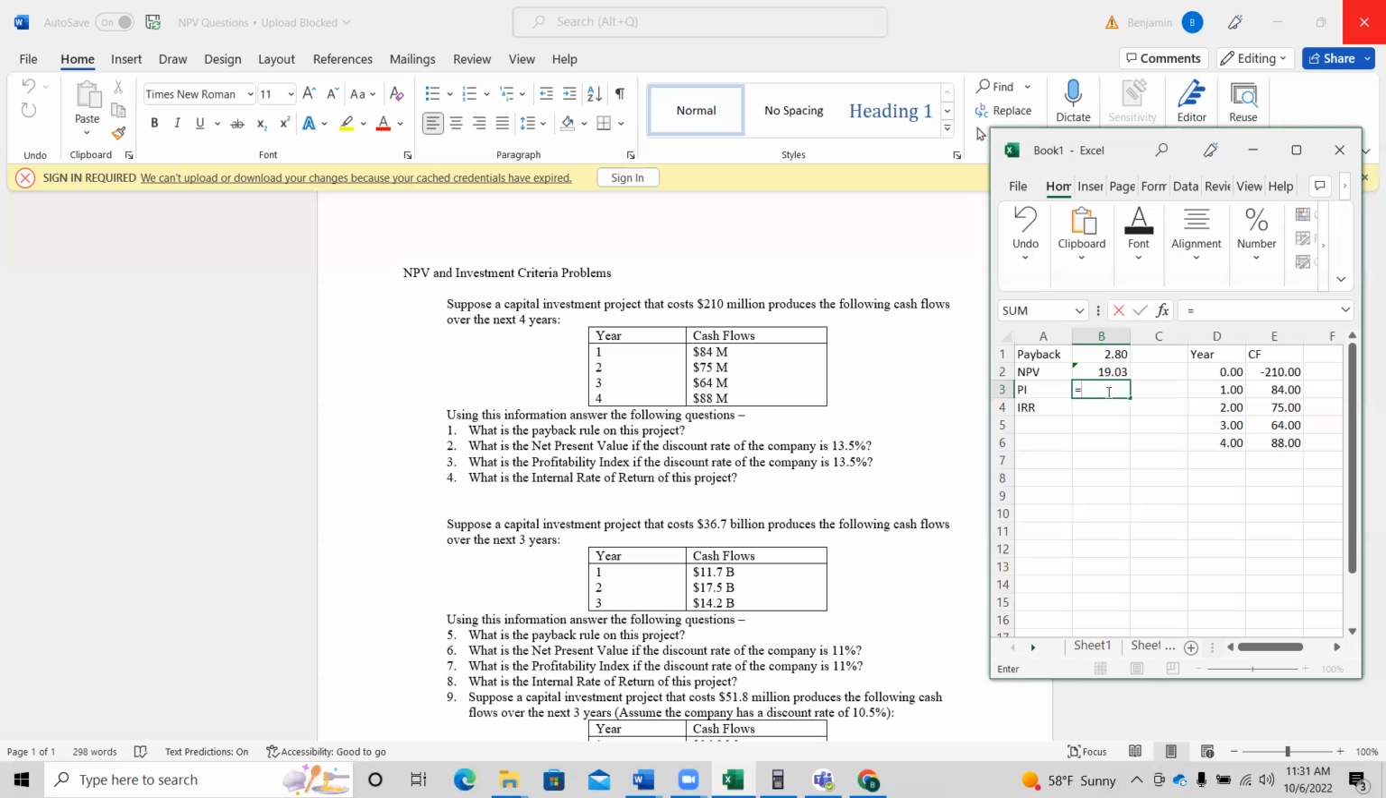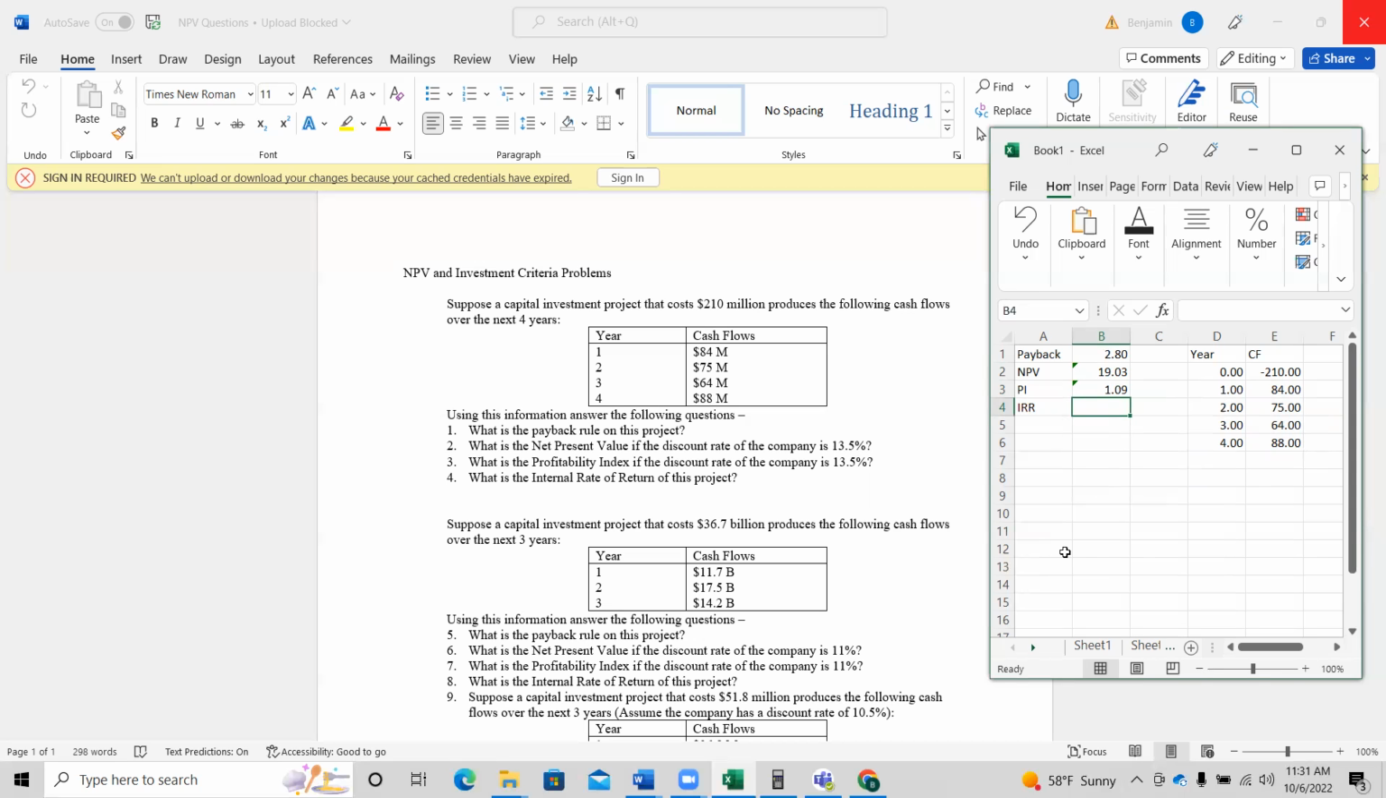To calculate the profitability index, I say equals NPV. My rate is 13.5%. Again, I'm going to highlight my future cash flows. And then instead of subtracting off the initial cost of the investment, I'm going to divide by 210. And this is going to give me a profitability index greater than 1. I knew that was greater than 1 because the net present value was positive.